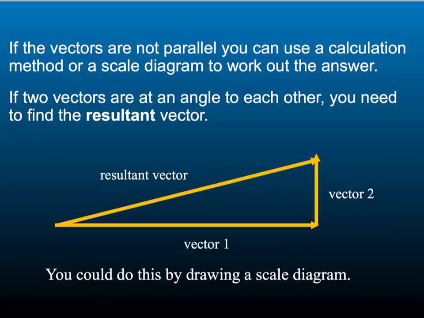So you can do it by calculation, or you can also do it by drawing a scale diagram and measuring the length of that side and the length of that side. And then if you measure the length of that side, it will give you the resultant. And you can also use a protractor to measure the angle.